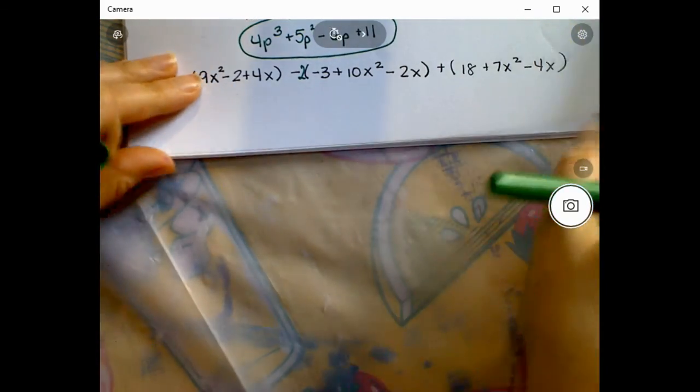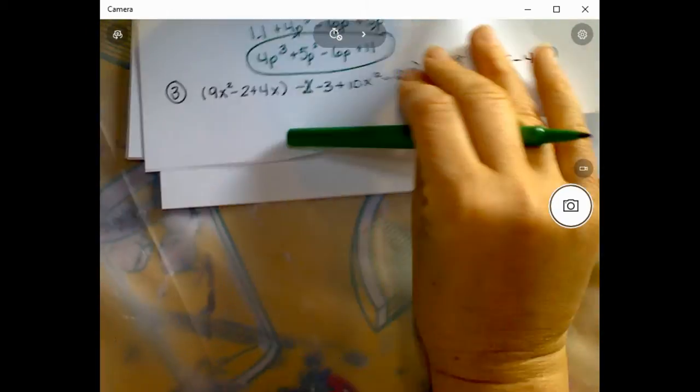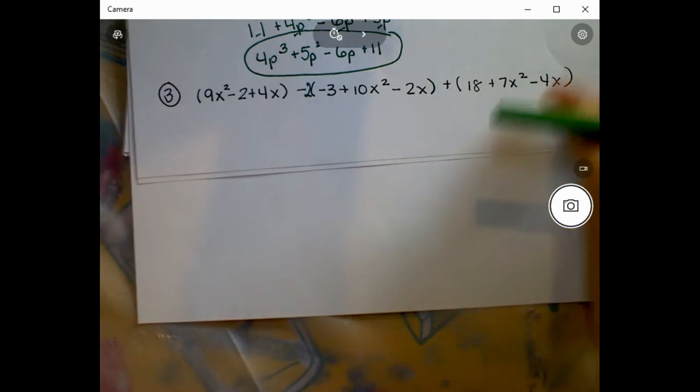Okay, and I might need more paper because I've been writing big. Let me just get myself organized here. All right, here we go.